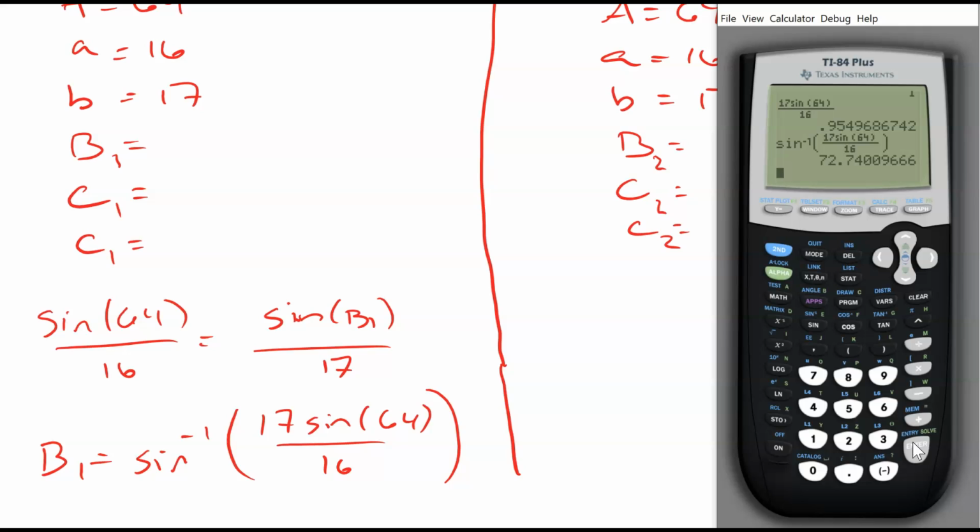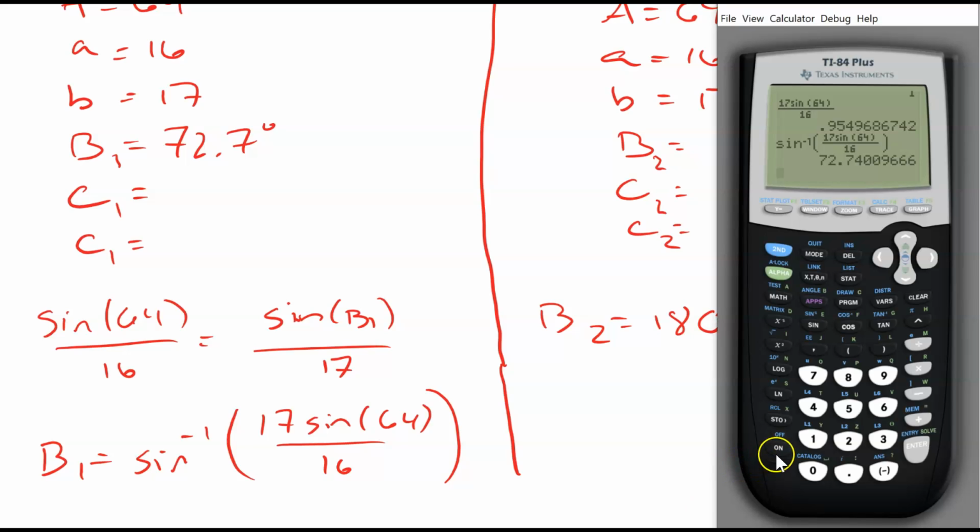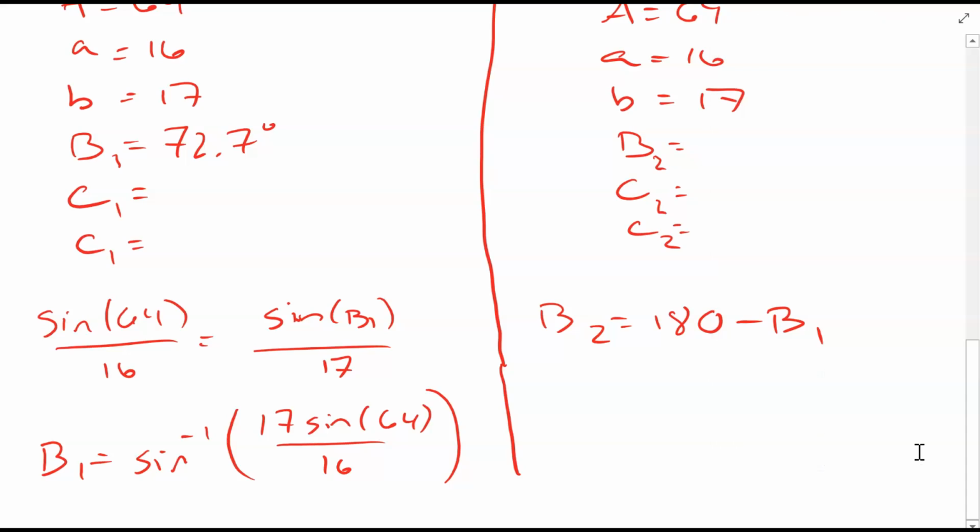So when I go ahead and type that into my calculator, I get 72.7. So that's my value for B1. Now to find B2, it's always going to be the supplement to angle B1. So I can just do 180 minus that previous answer. So that gives me 107.3. Everybody cool there?